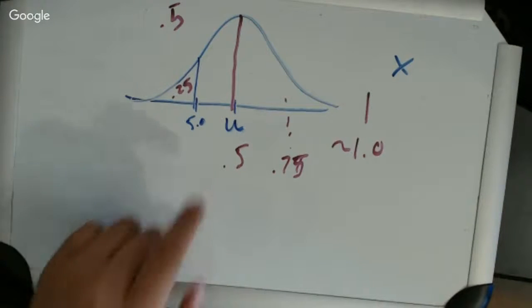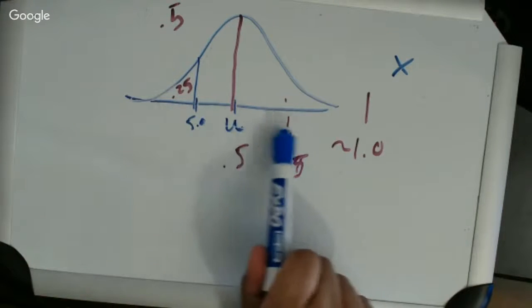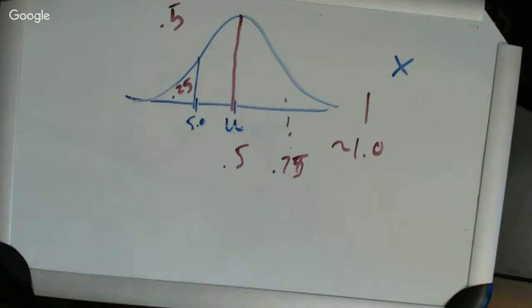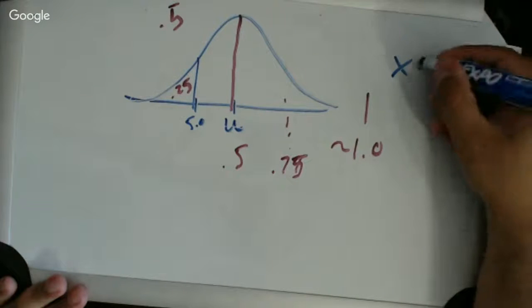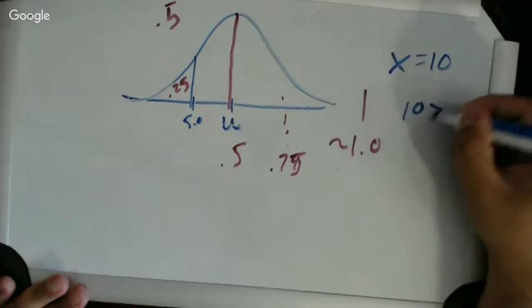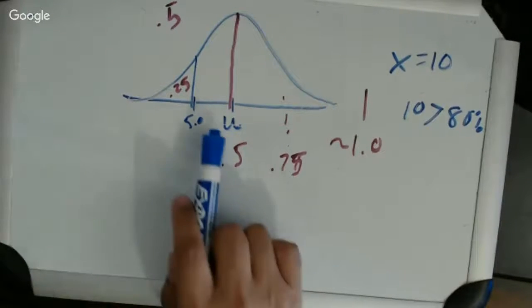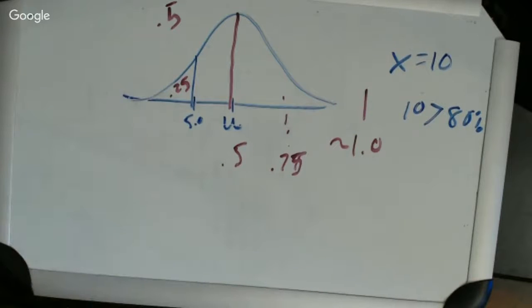So if I tell you a score of 10 corresponds to being better than about 80% of the population, immediately, where can you tell me this is going to fall in the distribution? Is it to the left or to the right? So I say X is 10, and 10 is greater than about 80% of the people. Where would a score of 10 fall in this distribution? Is it on the left side or the right side? The right side. Yeah.